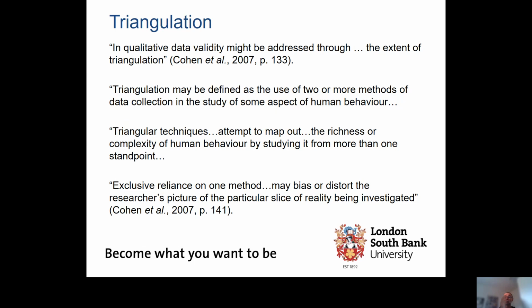It's from that idea of finding fixed points by using various angles. It's kind of a mapping term. Cohen et al. state exclusive reliance on one method may bias or distort the researcher's picture of the particular slice of reality being investigated. So if you have only used one method, it's important that you recognize that by using only one method, your findings may be distorted. Discuss this in the discussion section.